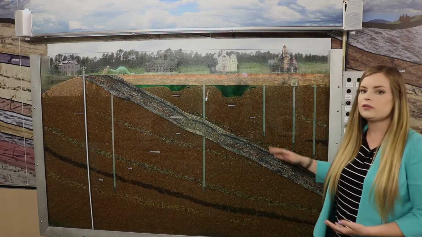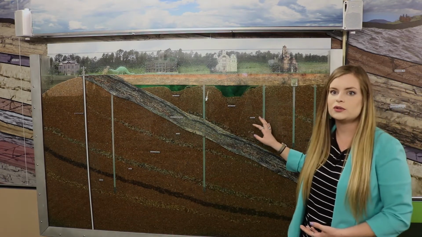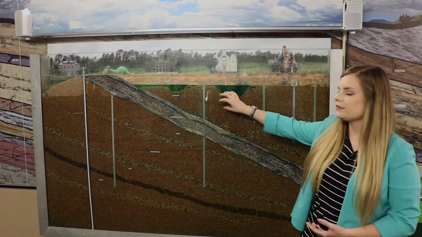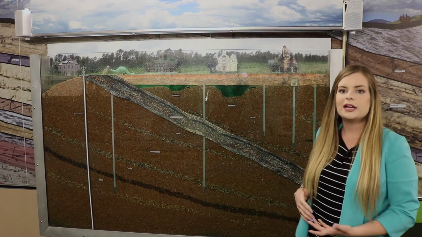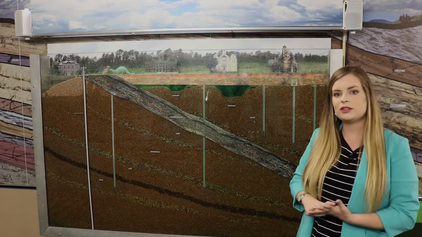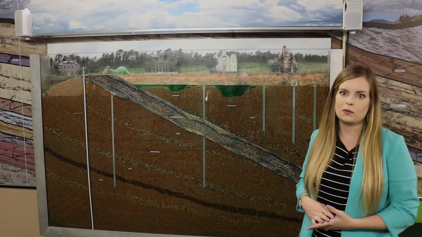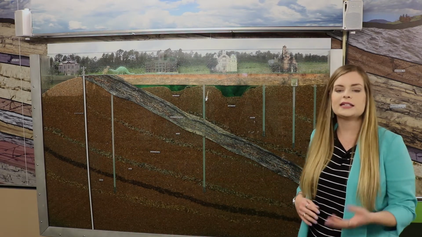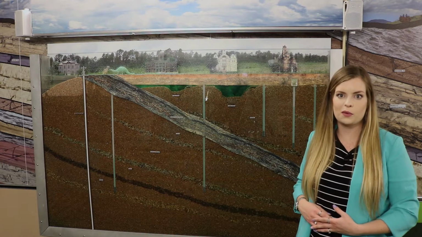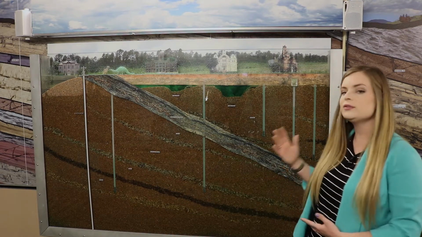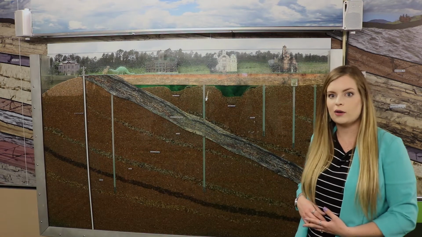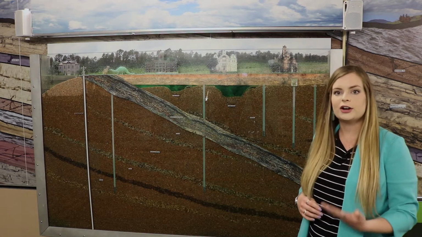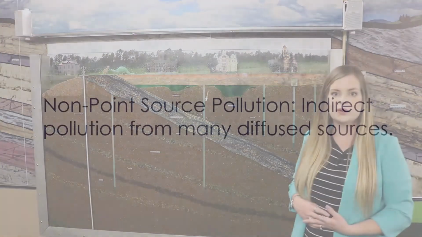So not only does this aquifer have potential to capture rainwater and have some of this surface water, but it also has some potential to capture things maybe we don't want to end up in our water. So we have to talk about pollution and protecting the quality and the safety of our water. So there are two types of pollution that can affect our groundwater and surface water. The first one I want to talk about is non-point source pollution.